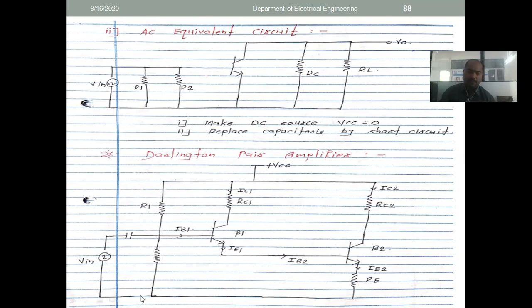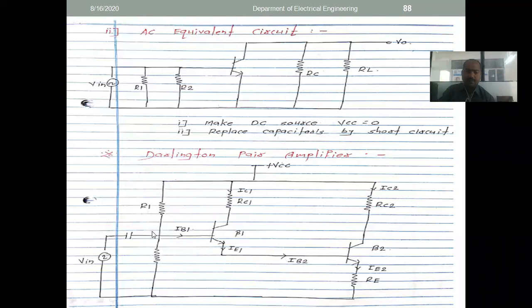So the above figure shows the Darlington pair amplifier configuration. In that configuration, we apply the input voltage, and that input should be provided through a capacitor. That capacitor is called a coupling capacitor. It is used so that if any DC component is coming, it is blocked, and only the AC component passes over this circuit. That's why this capacitor is used.